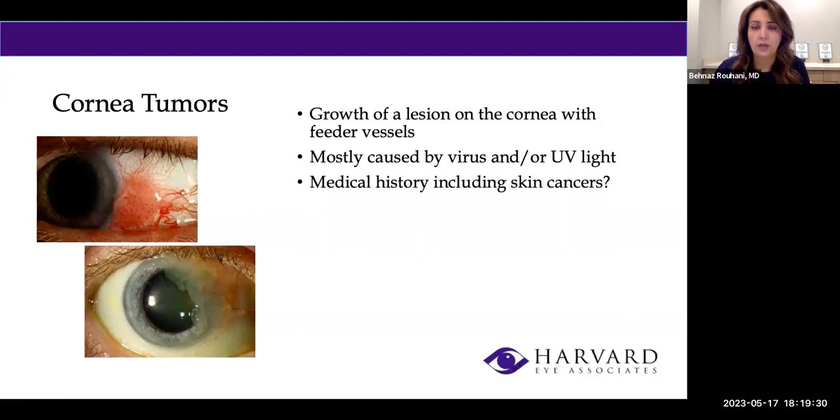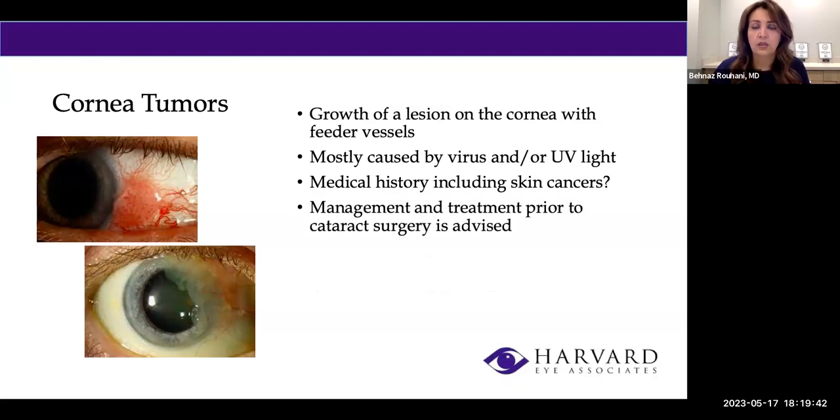Again, we talked about that part. Medical history, including skin cancers, also helps us know whether the patient is prone to have similar skin cancers on the eye surface too. And management and treatment prior to cataract surgery is advised.